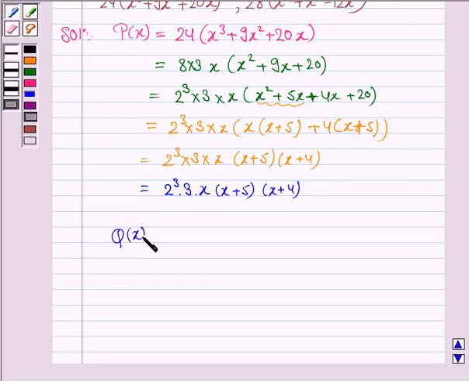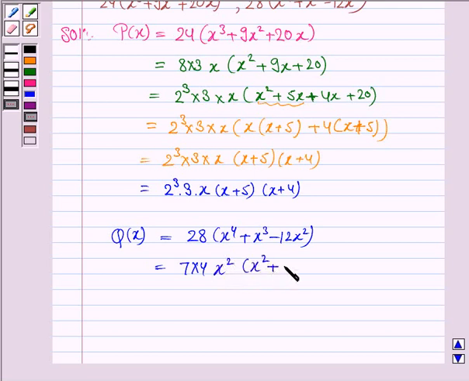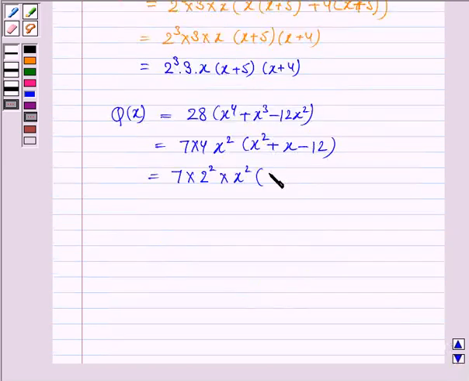Now we'll factorize the polynomial Qx, which is 28 into x to the power 4 plus x cube minus 12x square. Now 28 can be written as 7 into 4, and from here taking x square common, we have x square into x square plus x minus 12. 7 into 4 can be written as 2 square into x square into, now we need to factorize this quadratic equation. We have x square plus 4x minus 3x minus 12.